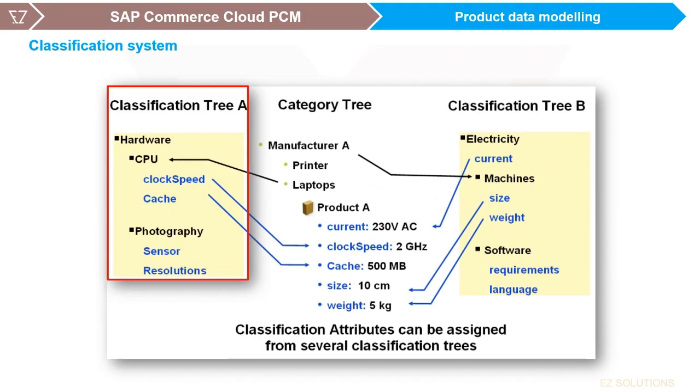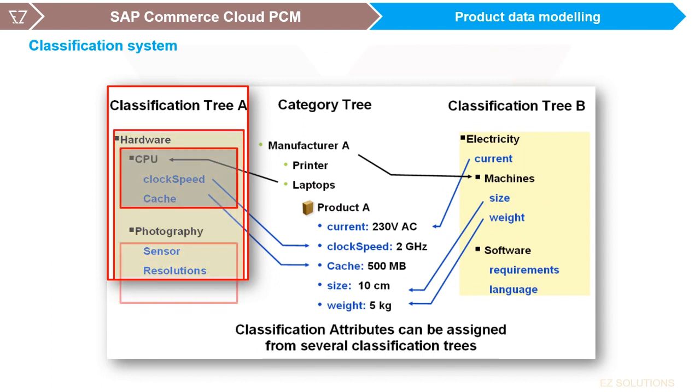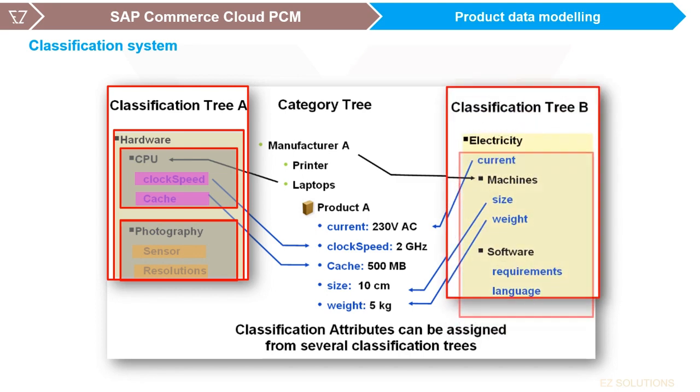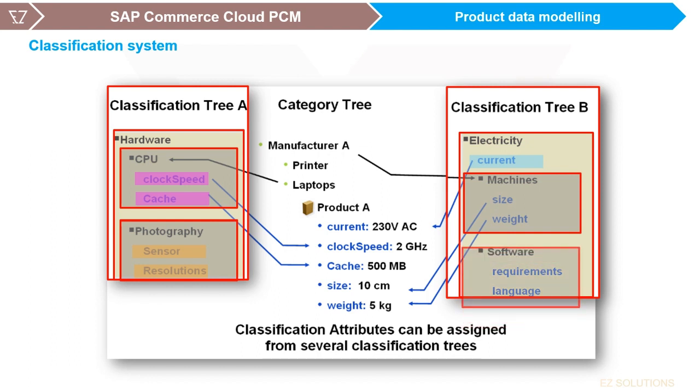In this example, the classification tree A has the parent classification category hardware with two subcategories, CPU and photography. The CPU category has two classification attributes, clock speed and cache, while the photography category provides the sensor and resolution classification attributes. The second classification tree is B. The parent level is electricity with one feature, current, and two sub-classification categories. Machines and software both have two classification attributes.